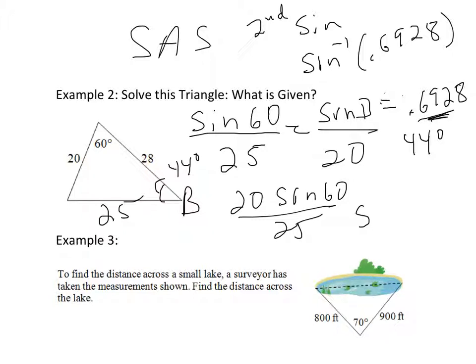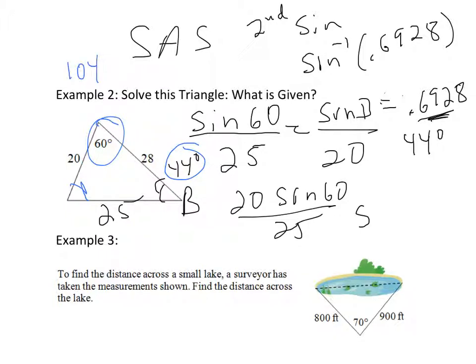And then I could do law of sines again to find this other missing angle, or I can just do this the easy way and know that the interior angles of this triangle sum to 180, and just add those two, you get 104.